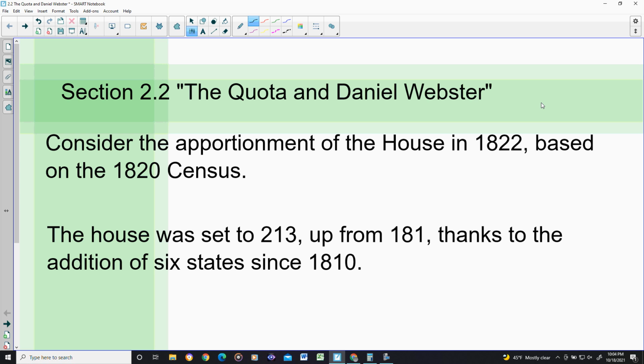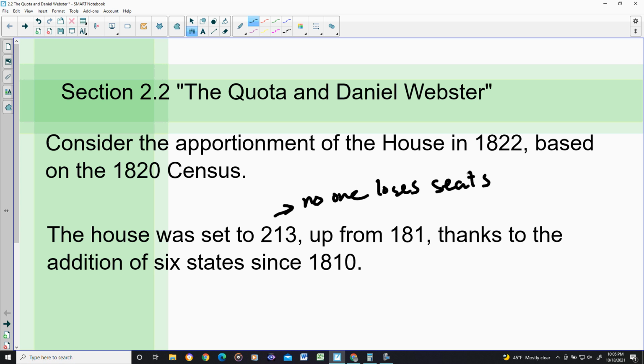Now, this may seem like a lot considering that it started at 65 in the Constitution and then was 105 right after that. But what's happening is they're just adding seats up to the minimum number needed to ensure that nobody loses seats. So this number was chosen. It's the first number where nobody loses a seat. Everybody gets to keep at least the seats that they have.